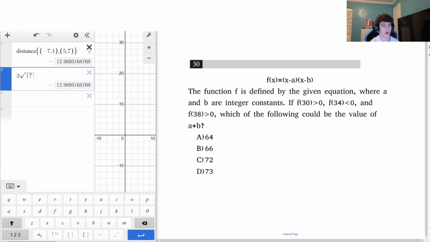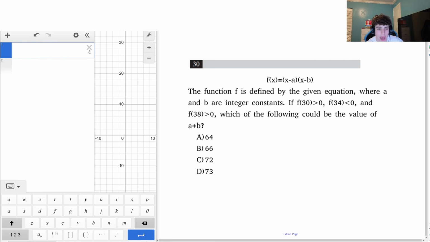Okay, now for this one, we have the function f defined by the given equation where a and b are integer constants. If f of 30 is greater than 0, f of 34 is less than 0, and f of 38 is greater than 0, which of the following could be the value of a plus b? So here what we have is some function of (x minus a) times (x minus b).